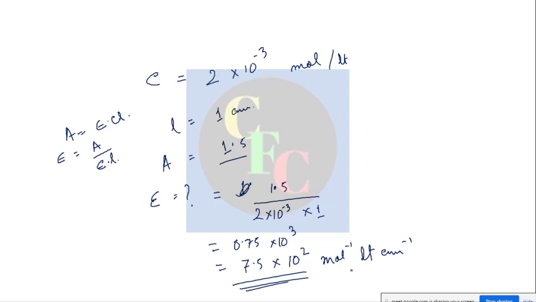Now if the absorption of the peak came as 6, then for the same compound, the same solution, the concentration remains the same. Now if the absorption is 6, the epsilon becomes 3 into 10 to the power 3. So that means it is nearly 5 times more, that is, 5 times more intense, right?